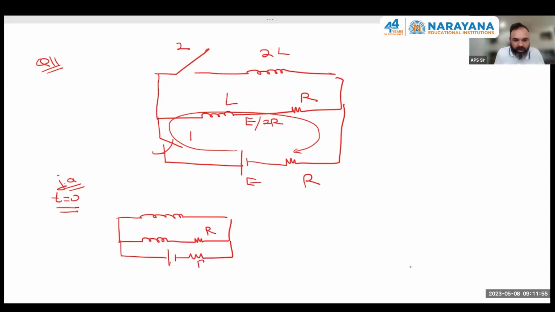So I've got a R, I've got a R, I've got a 2L, I've got a L, I've got a E. Now, we know that immediately the current cannot change in this inductor. So what will happen just after t is equal to 0 also, the current flow will be like same only.